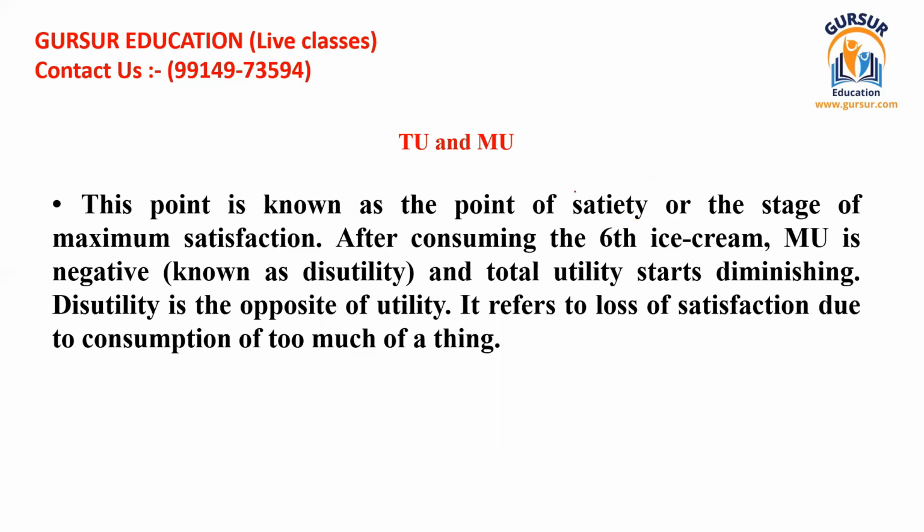At this stage the satisfaction is maximum, and after consuming the sixth ice cream onwards, marginal utility is negative and total utility starts diminishing, and this is known as disutility, the loss of satisfaction when you eat much more. So this is known as the relationship between total utility and marginal utility.